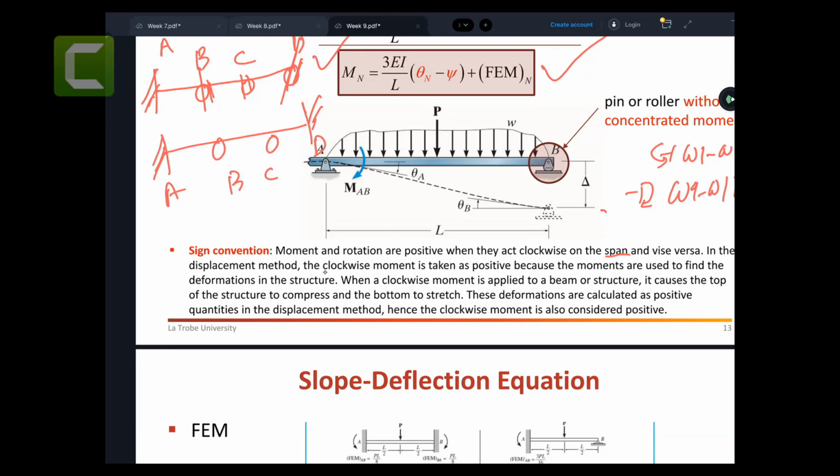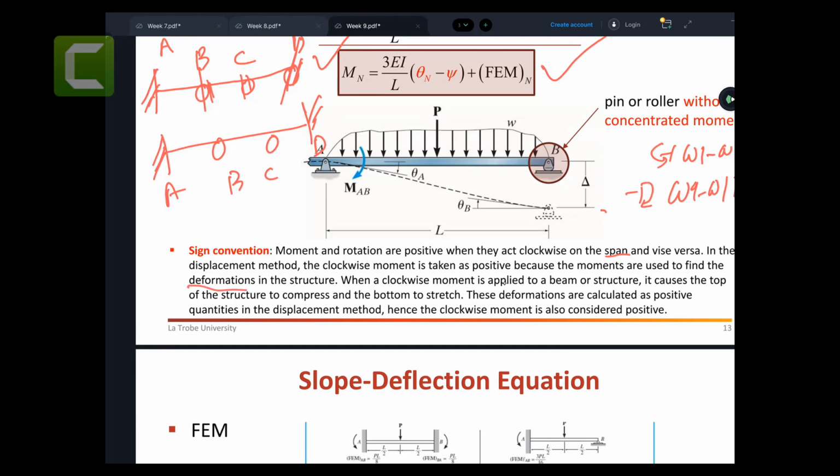In the displacement method, clockwise moment is taken as positive because moments are used to find the deformation in the structures. As I said, in the displacement method, displacement is your unknown, and in the force method, force is your unknown. So moments are used to calculate displacements, not to calculate forces. These moments are specifically used to calculate deformations.